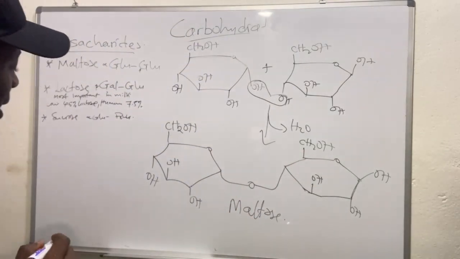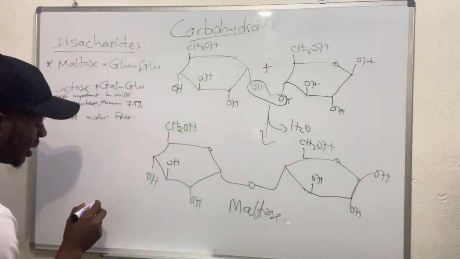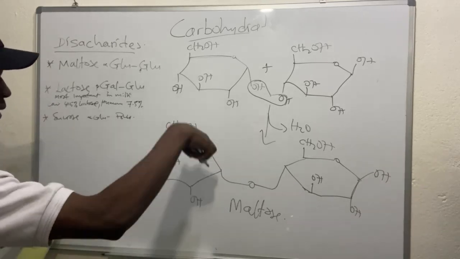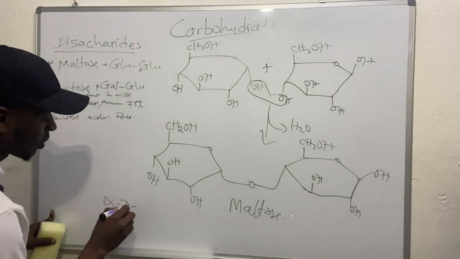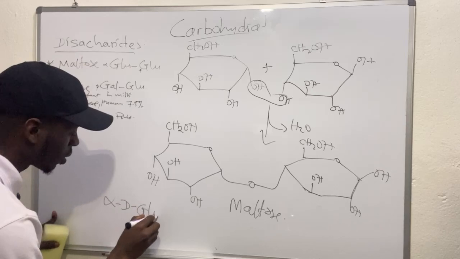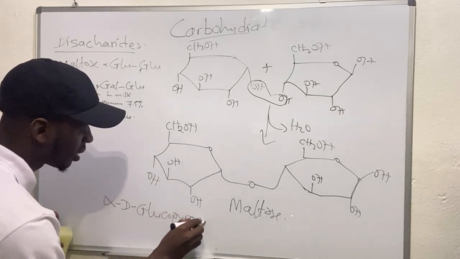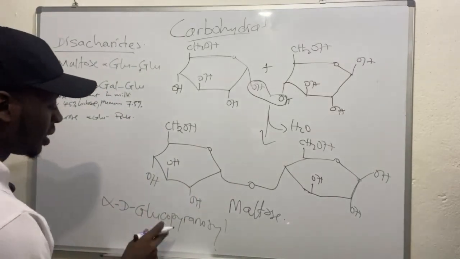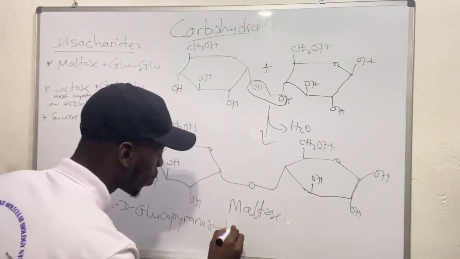Now, let's look at the systematic name. For the systematic name, we will say that this is alpha because the hydroxyl group is pointing below, the glycosidic bond is pointing below. Alpha D gluco because this is glucose. Gluco, and it is a pyranose ring, pyranosyl, because the name is still continuing, right? Alpha D glucopyranosyl. Then we have position 1.